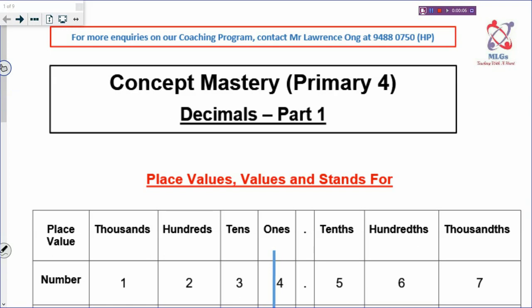So for this topic, we will have two lessons, Part 1 and Part 2. But each lesson will be about 30 minutes or even less. Sometimes we may stretch over 30 minutes, depending on the contents.